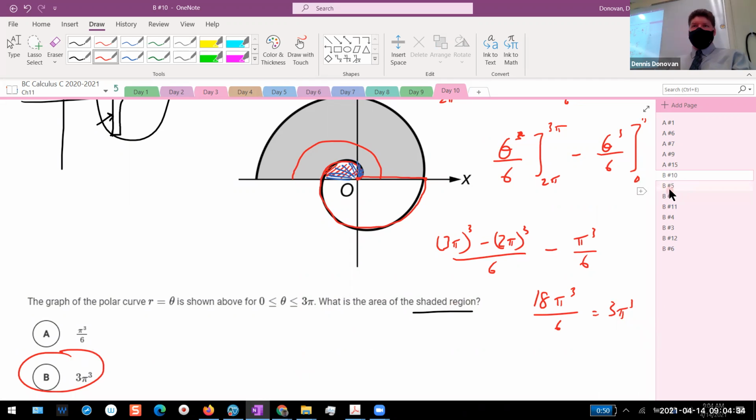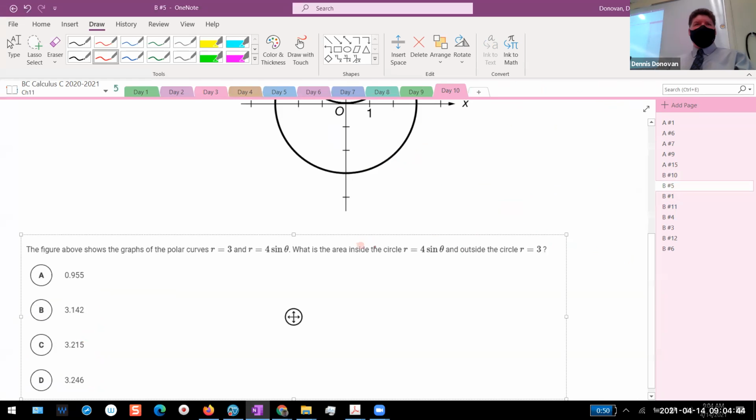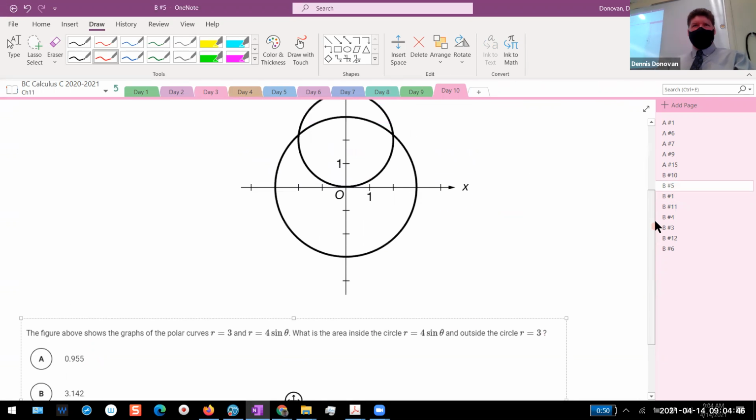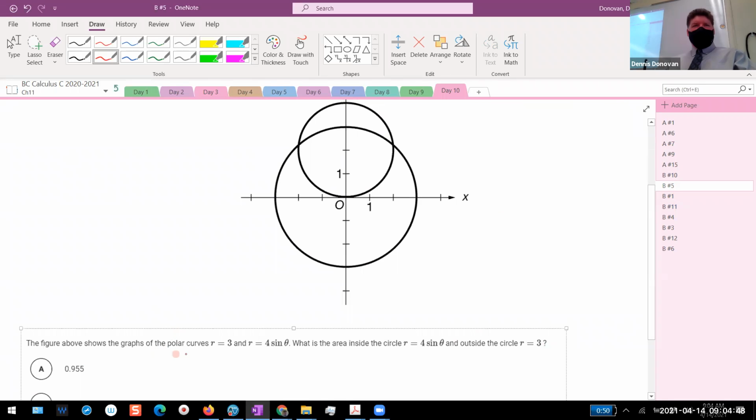There's a bunch of these on the list, these kind of things. So let's look at the second one, which is number 5. That was number 10. Number 5. Figure above shows the graphs of the polar curves r equals 3, r equals 4 sine theta. What is the area inside the circle r equals 4 sine theta, and outside the circle, r equals 3?